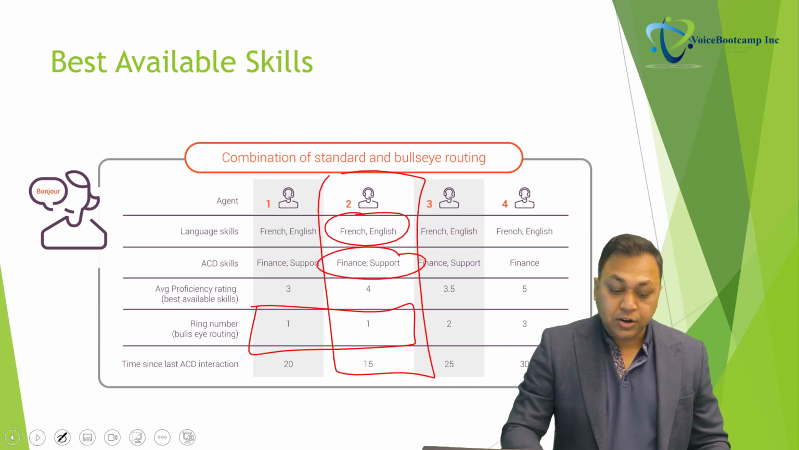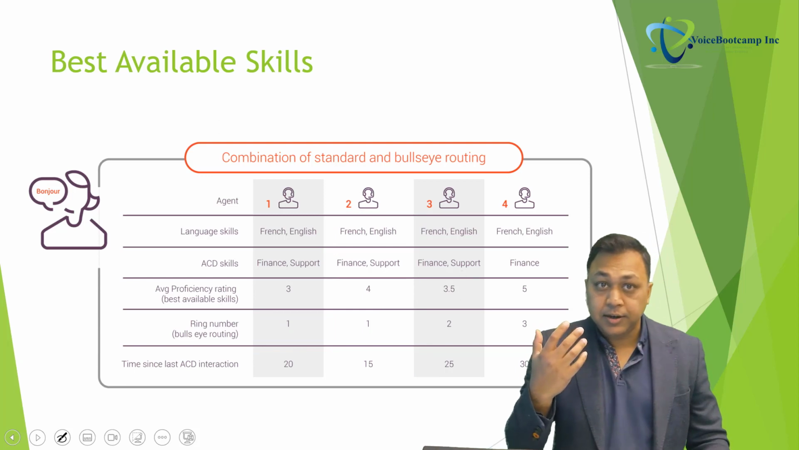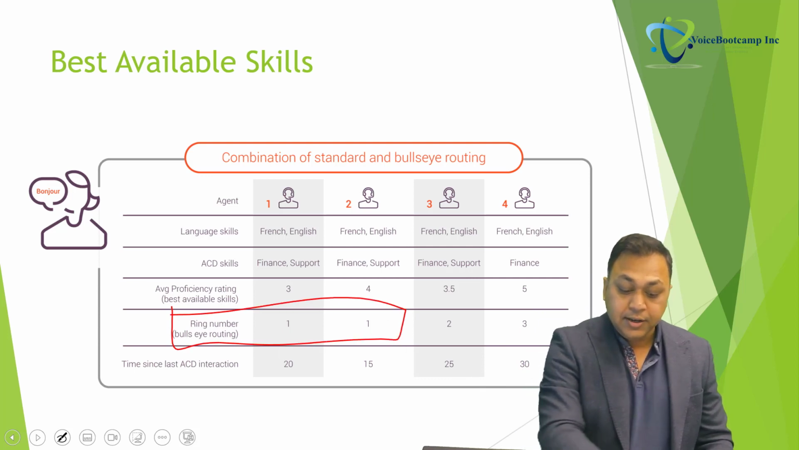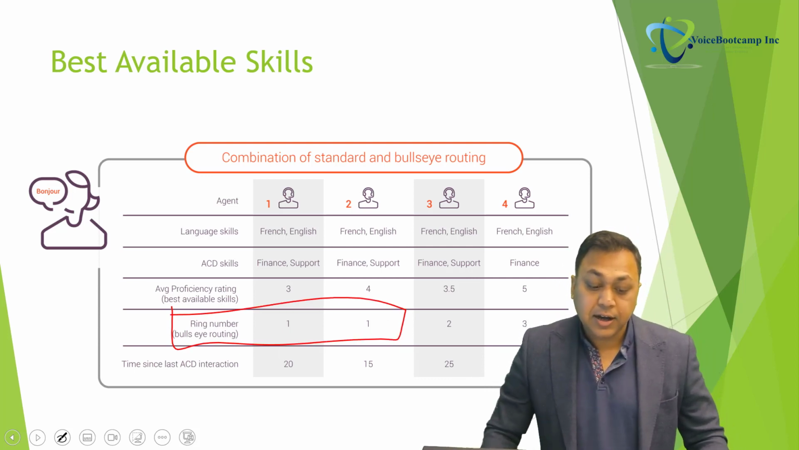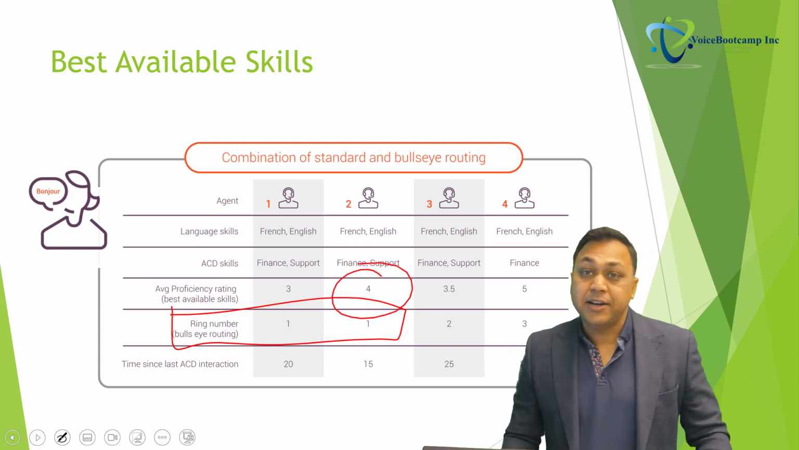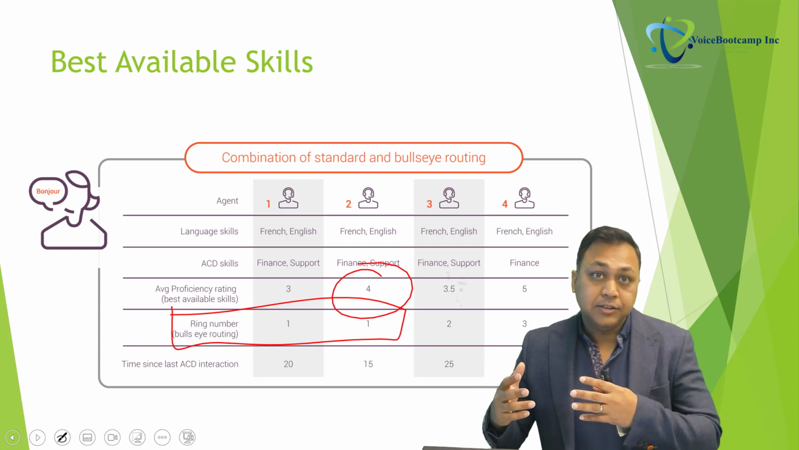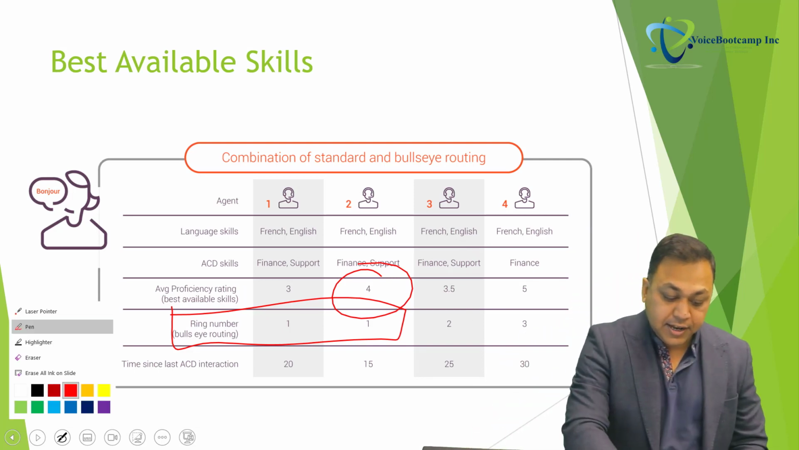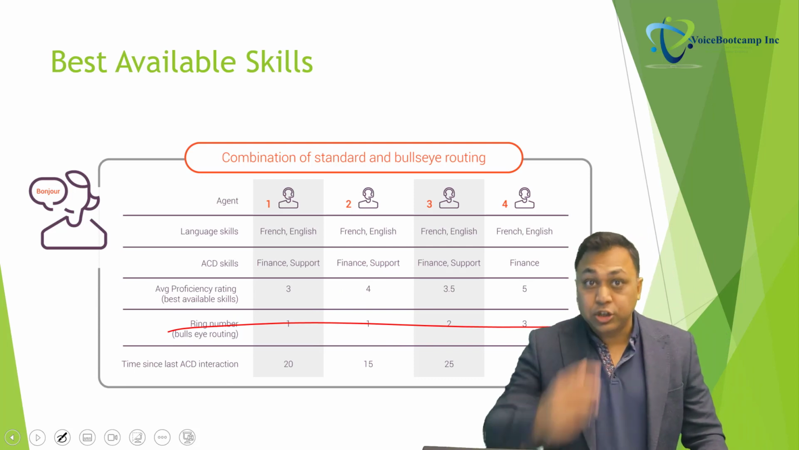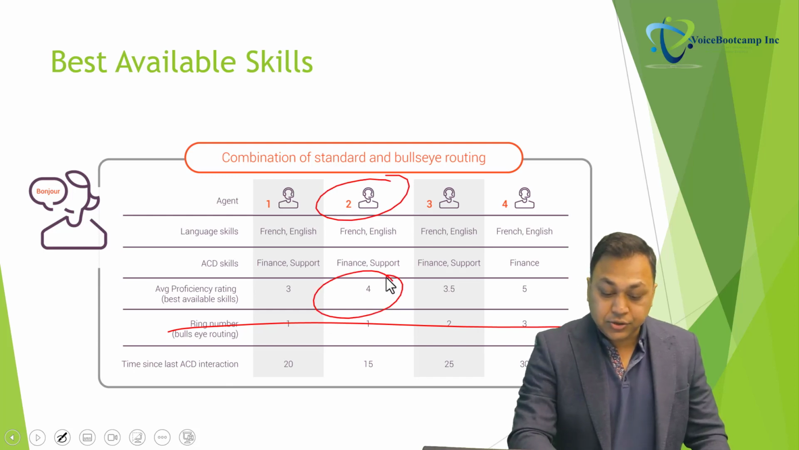If I'm using bullseye, then I'm going to look at the ring number first. Between the ring number 1 agents, agent 1 and agent 2, agent 2 has the highest proficiency skills. If I were to go with standard ACD functionality, I'm not going to look at the ring number. So it's still going to choose agent number 2, simply because of the highest proficiency.